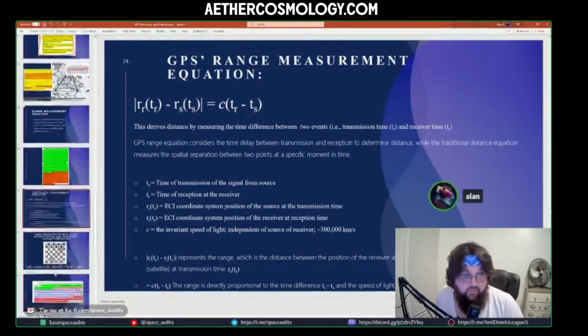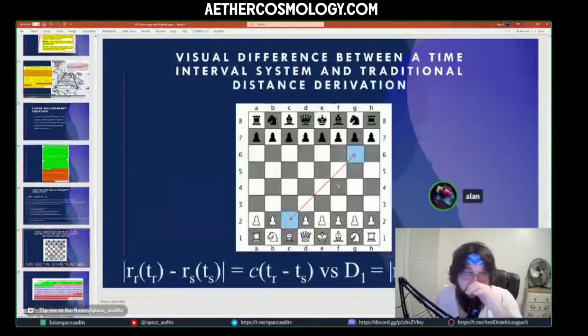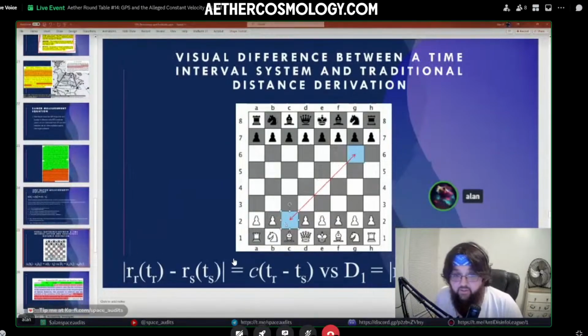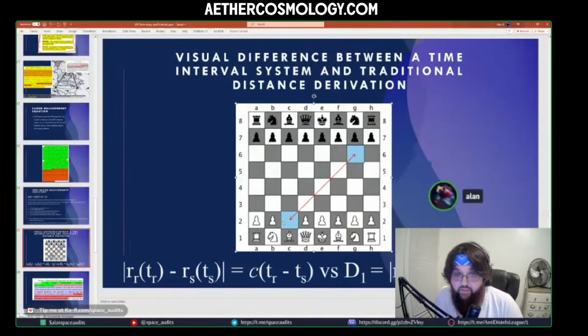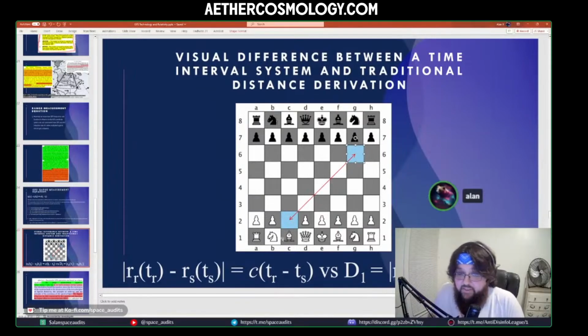So the traditional method of deriving distance would be having a unit of measurement, and then mapping it out and going, okay, so let's say one of these cubes is 1 unit of measurement. So you would go 1 unit of measurement, 2 units of measurement, 3, 4, 5 units of measurement. So you would say the distance between C2 and G6 is 7 units of measurement or whatever, right? So that's not how GPS works.